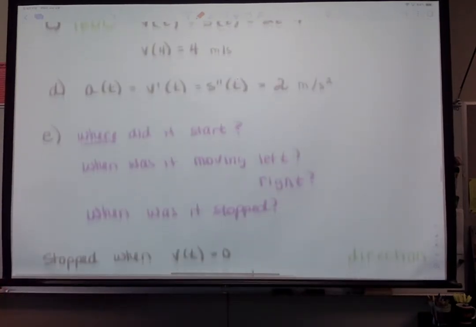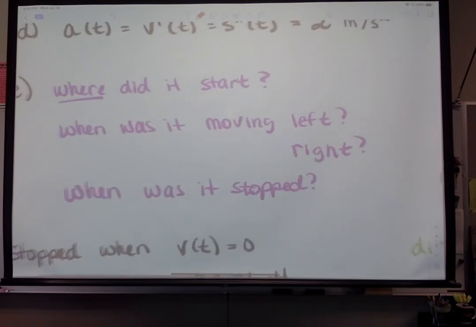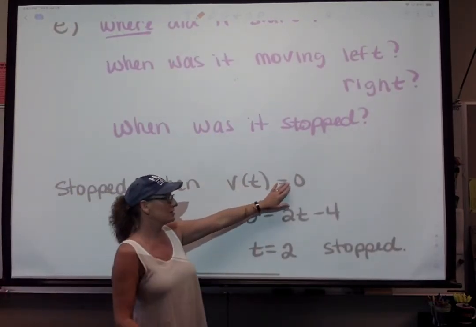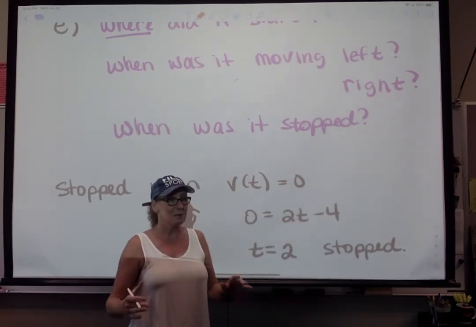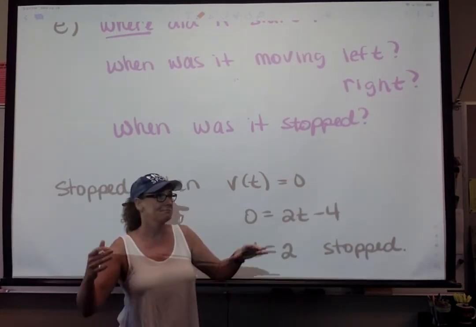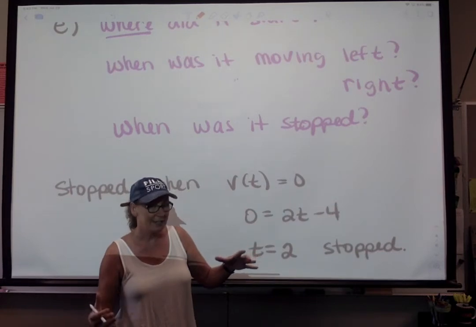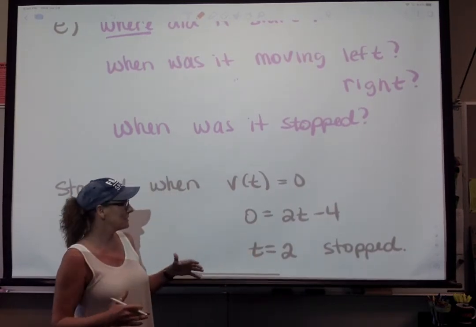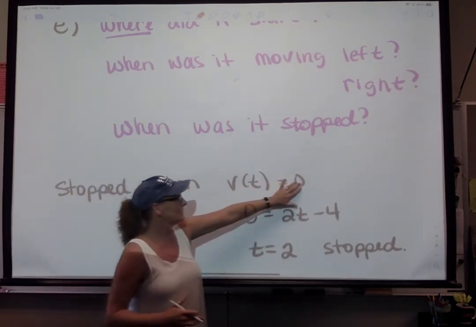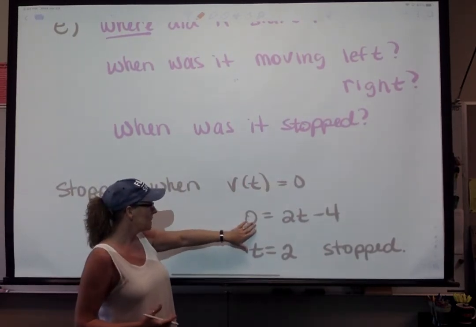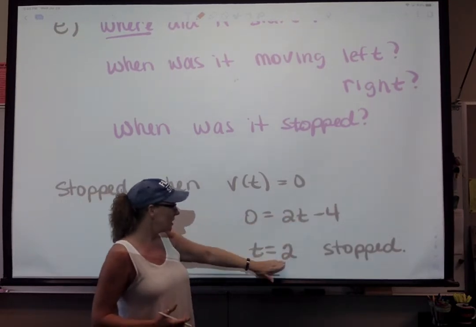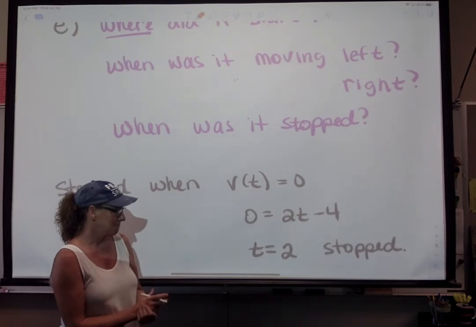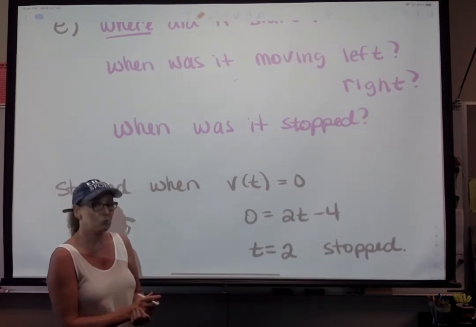I believe that the particle was stopped whenever the velocity is zero. I don't think something can have a velocity of 1 and you consider it stopped. The velocity had to be 0 for it to be stopped. So when did this happen? Well, let's find out. So sub in 0 for velocity. The only time it was stopped was at 2 seconds.